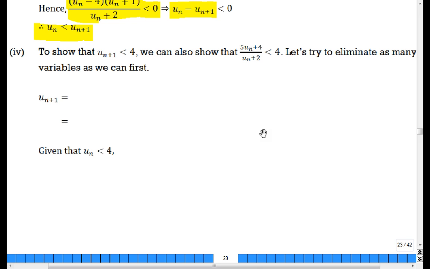How do we do it? Now, you want to show un plus 1 is smaller than 4, we don't know how to start. At least we can replace the un plus 1 with an expression in terms of un. That's the minimum we can do. If I can show this is smaller than 4, then this must be smaller than 4. Follow so far?